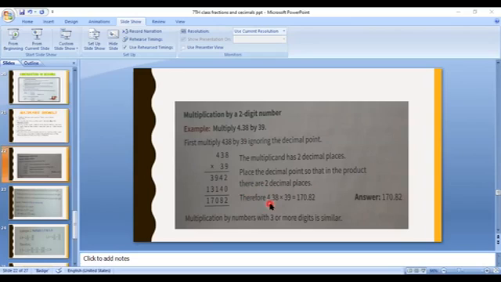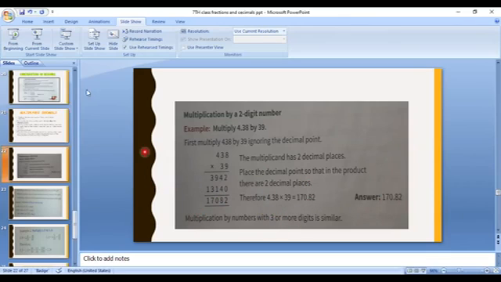Now how will you multiply? 4.38 into 39, if you multiply, we got the answer 17,082. Now here you have 2 decimal places. From the right side you have to come and before 2 digits place the point, that means 1, 2. So before 8 you place the point, and we get 170.82. So the answer is 170.82. In this way we will multiply.